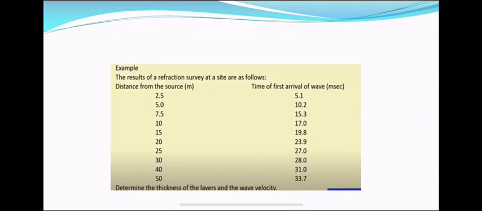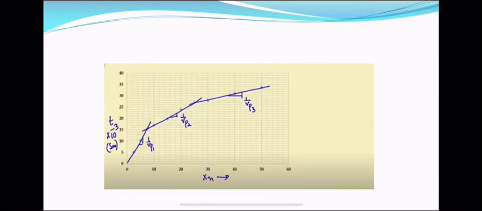We have drawn it as xn versus the first arrival time of the wave. Here on the x axis we are taking xn, and on the y axis we are taking the time of arrival. So this is the curve, we have drawn this curve. This is xn and this is the time, in milliseconds, times 10 power minus 3. So it is in seconds, 10 into 10 power minus 3, because these values are in milliseconds.